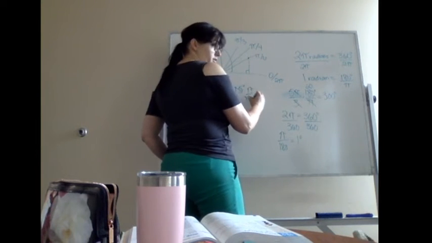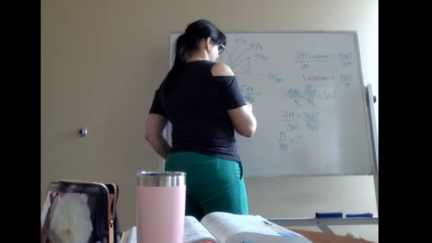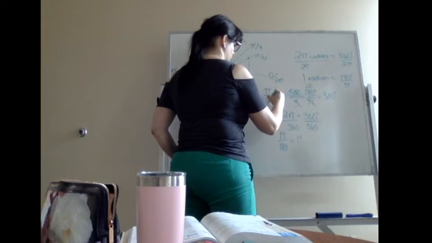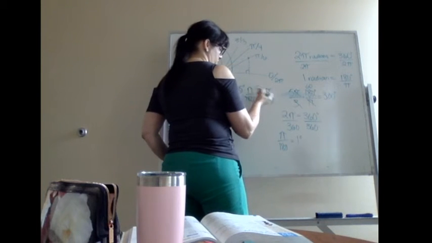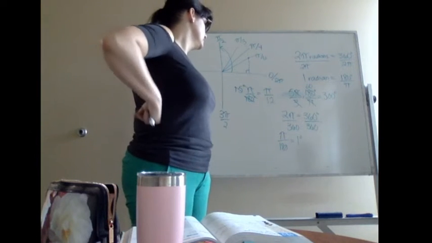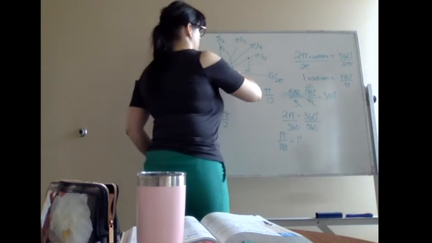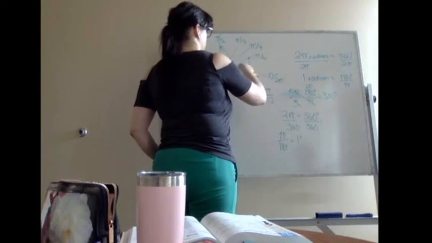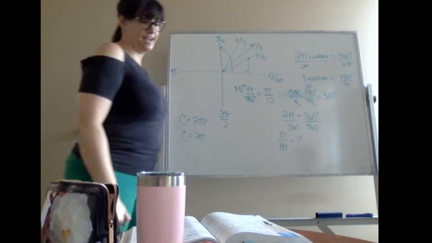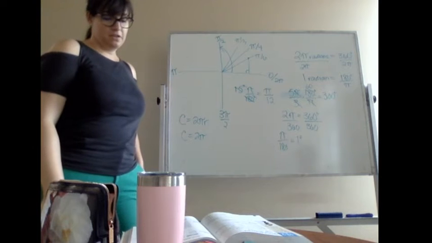This cancels out with this, and we get pi over 12. The degree units cancel too. So where would that fall in the circle? That'd be very small, right here. It's half of pi over 6. Cool. Excellent.